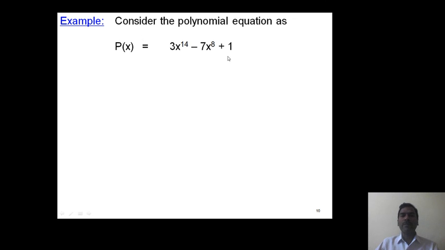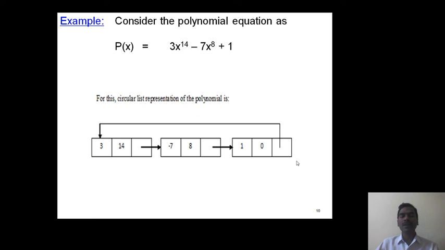Now assume this polynomial equation. This equation has three elements. So we need three nodes, and these are linked in a circular fashion. So here the link part of the last node is filled with the address of the starting node.